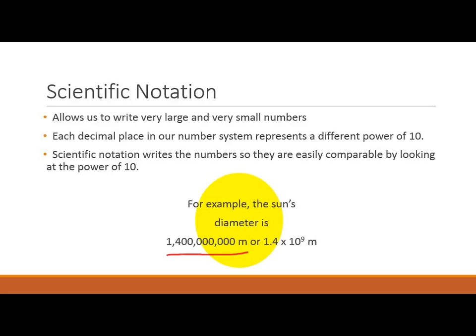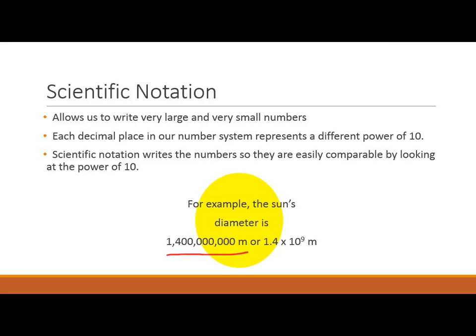This also works with very small numbers, like 0.00000003, because again, it's difficult to type that into your calculator, and also you can make errors when you're trying to count how many zeros and so forth. And so scientific notation comes to the rescue here.